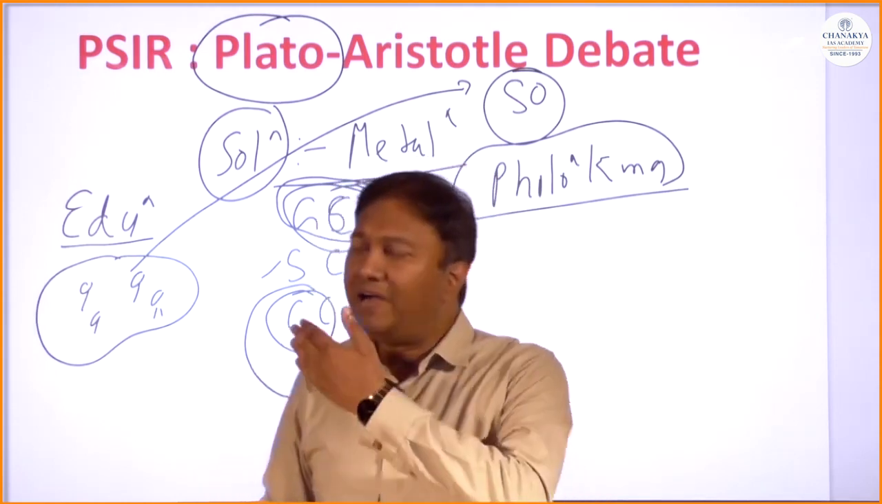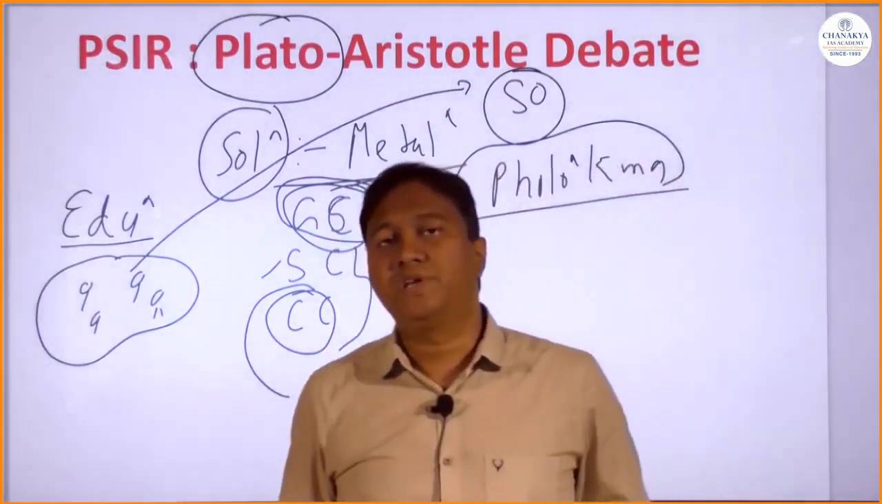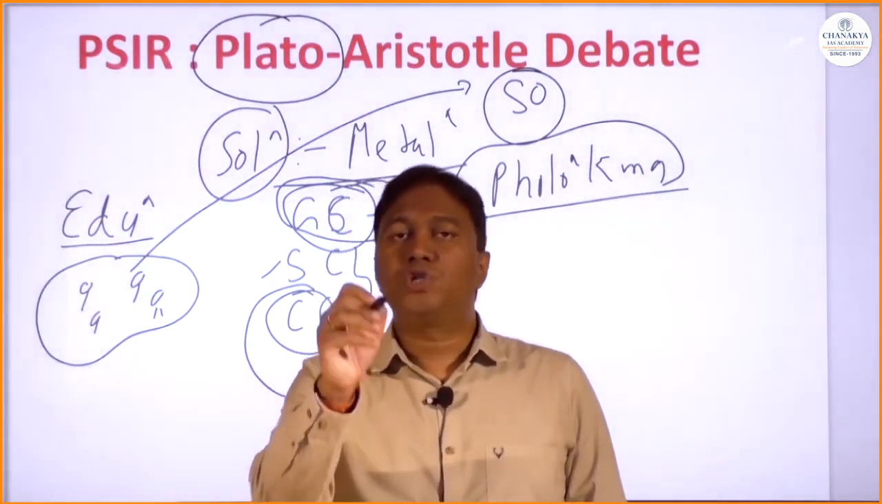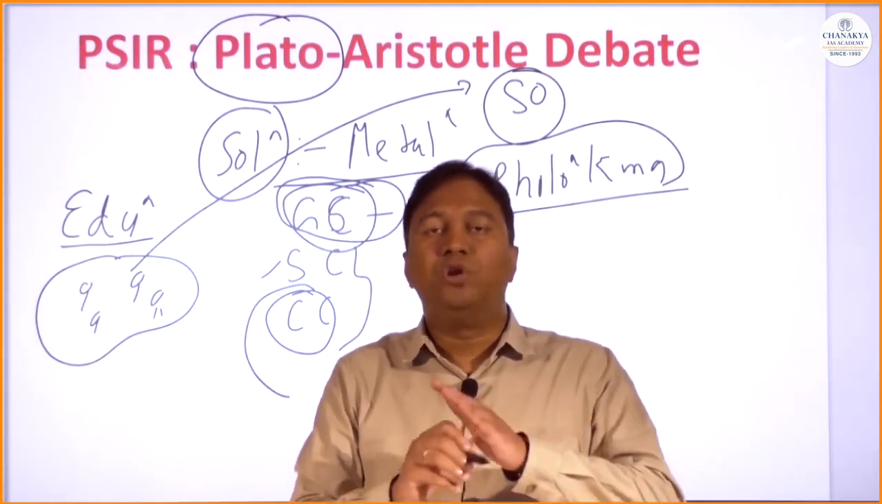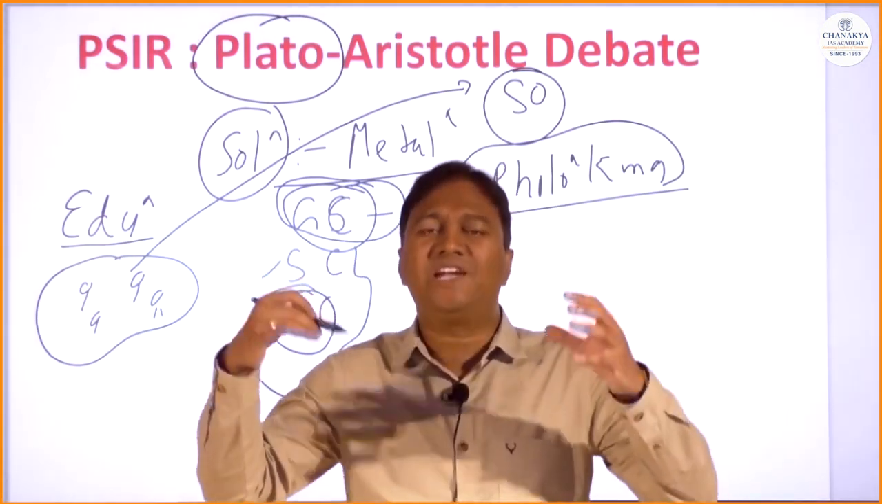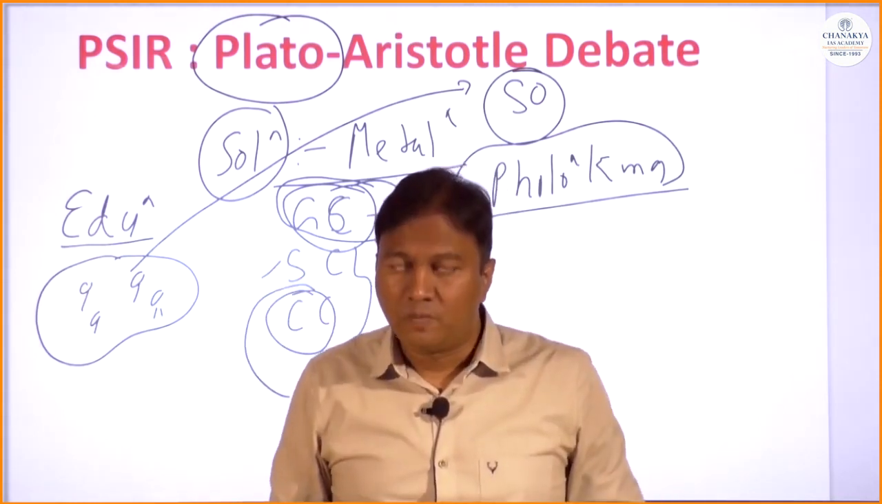Now Plato has given certain features, or we can say certain powers, to this philosopher king. Plato says the philosopher king should have absolute power. The philosopher king should not be limited or checked by any institution, but he should enjoy absolute power.